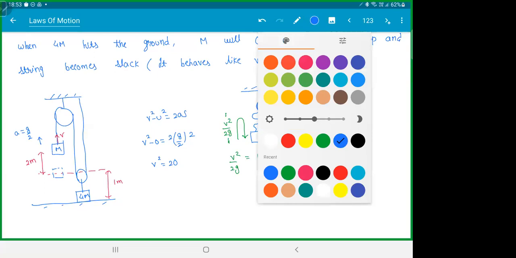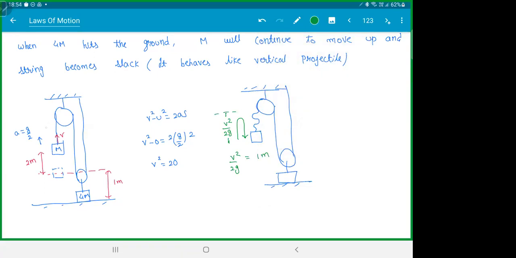So the block will reach a total height of how much? 1 meter more. So total height will be initially 1 meter, then it went 2 meters, then it started flying up for 1 meter. 4 meters is the answer.